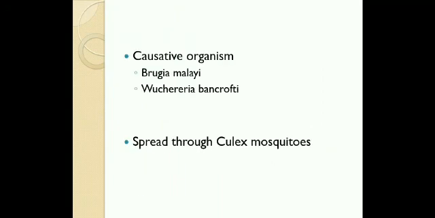Now coming to the last topic, that is filariasis. This filariasis is also caused by a parasite. Mainly there are two species, Brugia malayi and Wuchereria bancrofti, and it is also spread by mosquitoes, and this is the Culex mosquito. Malaria was spread by the female Anopheles mosquito, and the Culex mosquito spreads the filariasis.